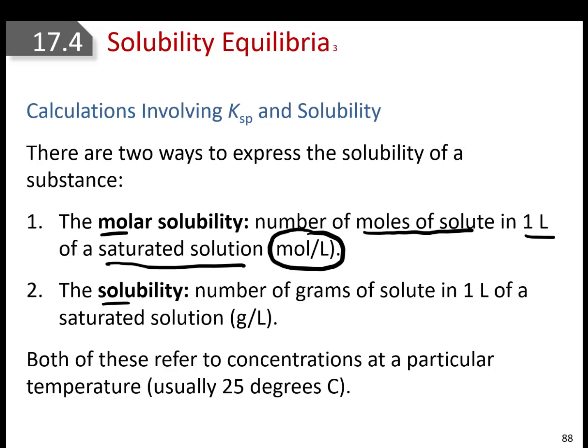So I would like to know how many moles of silver chloride dissolves in a liter of solution at a particular temperature. So this is temperature dependent, at a particular temperature.